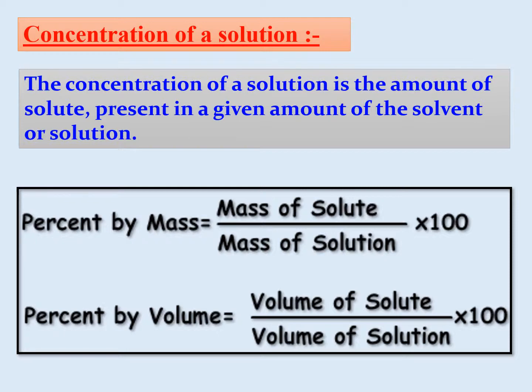Concentration of a solution. The concentration of a solution is the amount of solute present in a given amount of the solvent or solution. Percent by mass is equal to mass of solute upon mass of solution into 100. Percent by volume is volume of solute upon volume of solution into 100.